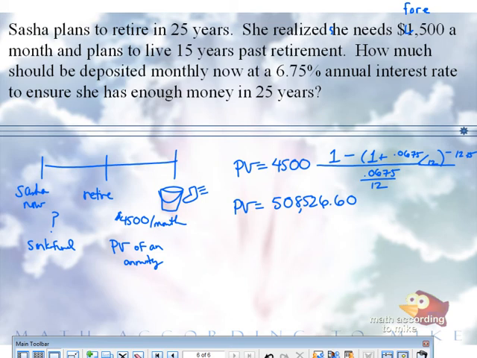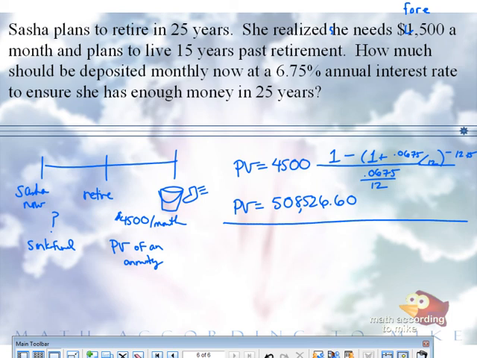So now we have to figure out what she should be putting away now. I love this problem so much. How much she should put away now per month in order for her to have that $500,000 when she retires. Even though it's not technically a debt, she's saving up to have $508,000. Questions on that? Okay.